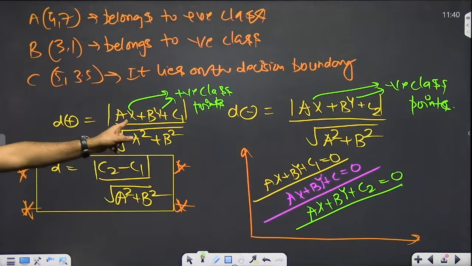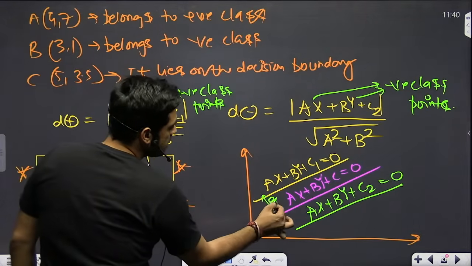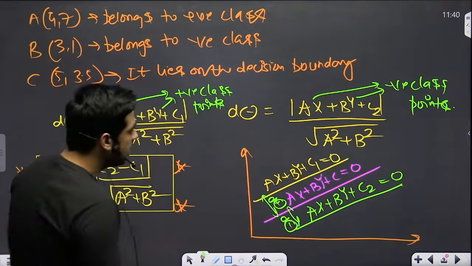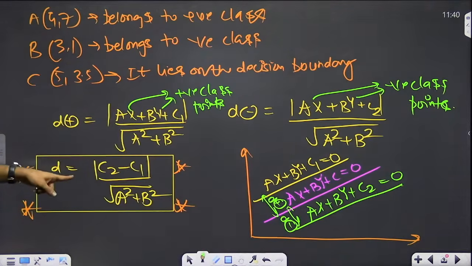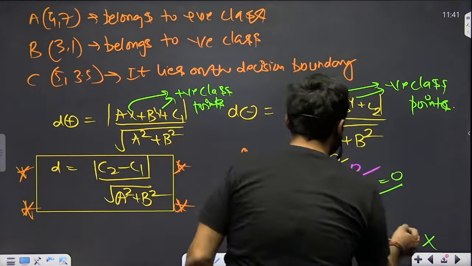Based on this, this is d plus. I hope you are getting this. This is d plus, this is d minus, and after combining this, I would be getting mod of c2 minus c1 upon under root of a square plus b square. So please draw this diagram also, it would make the concept really very clear.